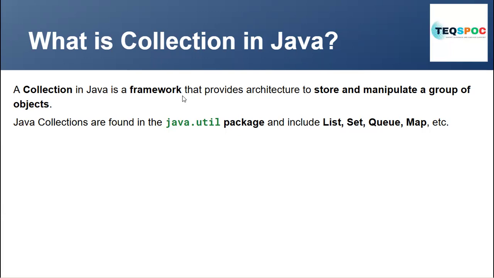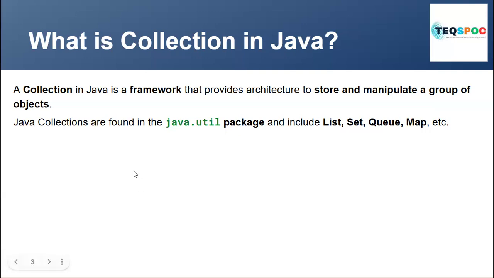Collection is a set of predefined classes and interfaces. It has readily available logic to deal with different kinds of data structures. The Java collection is found in the java.util package. It has list, set, and queue. Map generally does not come under the collection interface, but it is an integral part of the collection framework.